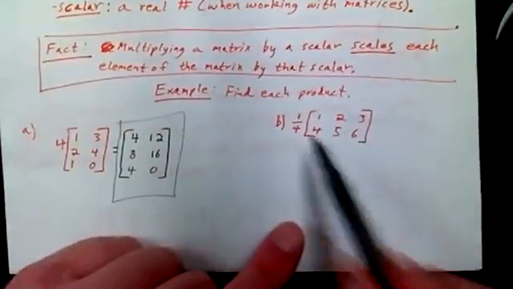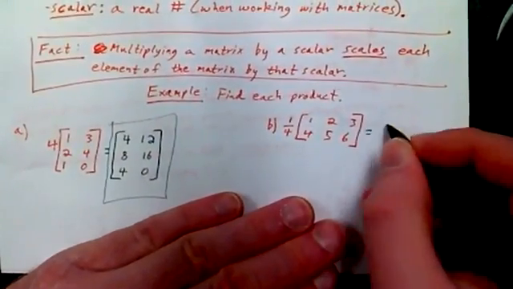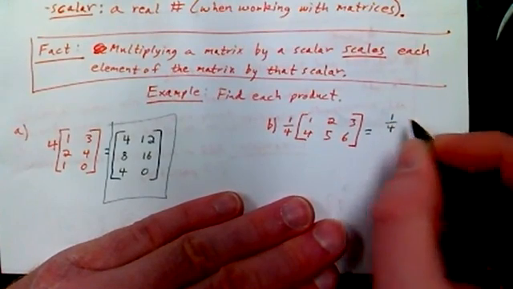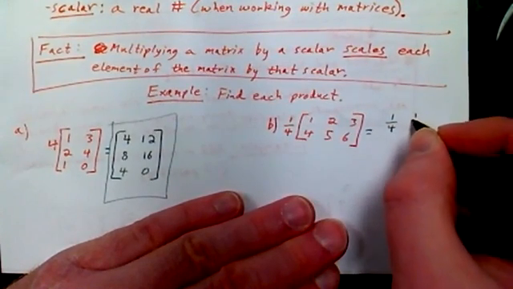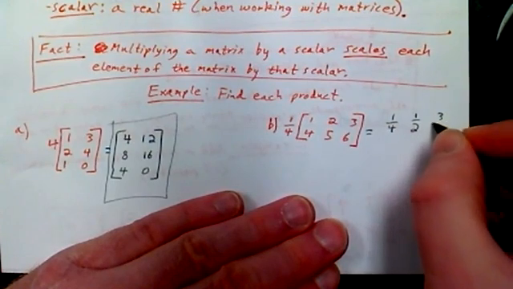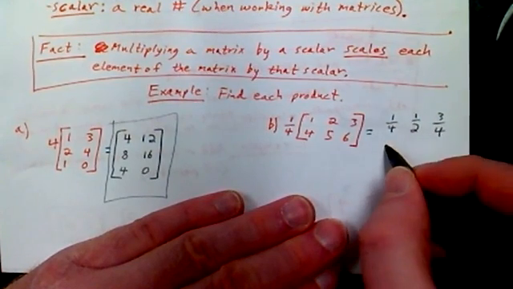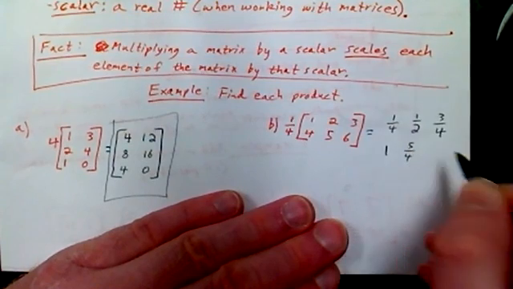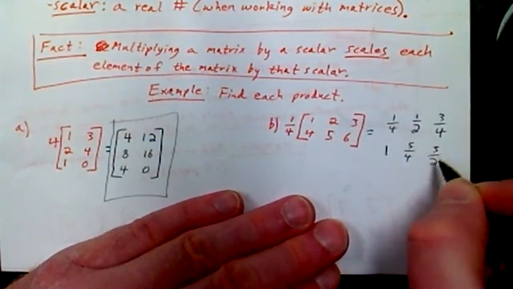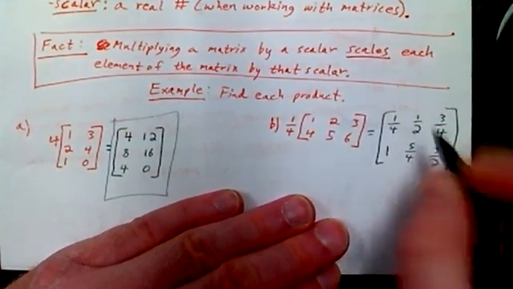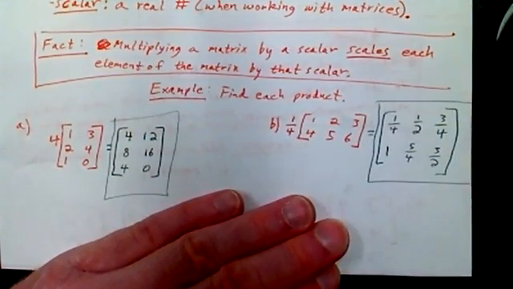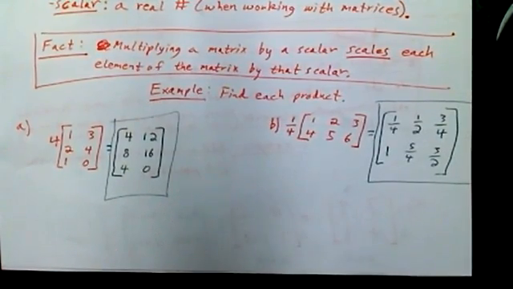We can do scalars that are fractions too. Let's see, this would be 1/4, 2 over 4, or 1/2, 3 over 4, 1, 5 over 4, 6 over 4, or 3/2. Same dimensions. So that's just multiplying a matrix by a scalar. Okay? In the next video, we'll talk about multiplying matrices together.